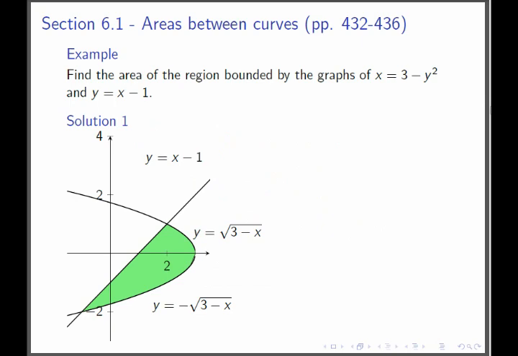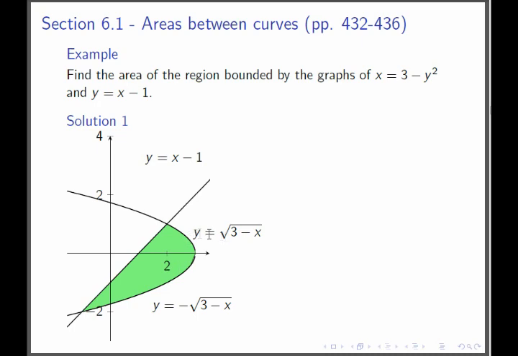Okay, let's try this again. Let's look at the area of the region bounded by the graphs of x equals 3 minus y squared and y equals x minus 1. Now I've sketched this region already, and I've labeled the curves, but I've done so by solving for y in terms of x in each case. So I get y equals x minus 1 is this linear piece, but the parabola is not a function of x because it doesn't pass the vertical line test.